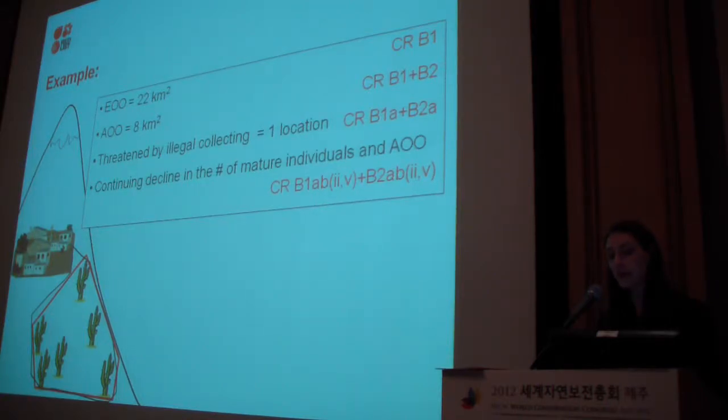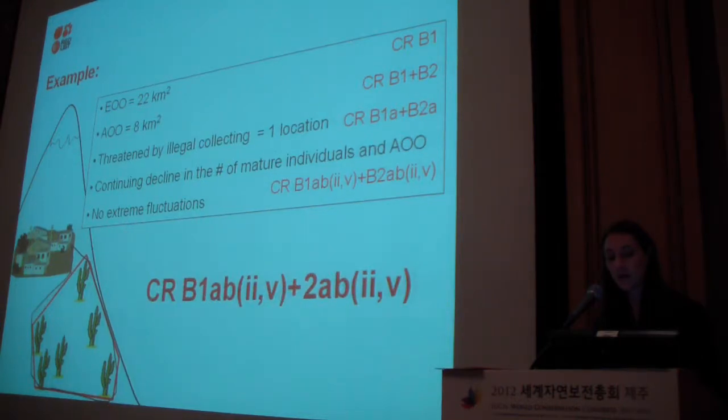So now we've met critically endangered B1a and b under 2, which is continuing decline in the area of occupancy, and 5, a continuing decline in the number of mature individuals. There are no extreme fluctuations in this species, neither in the population size nor in its distribution. So the final assessment is critically endangered B1ab(2,5)+2ab(2,5).